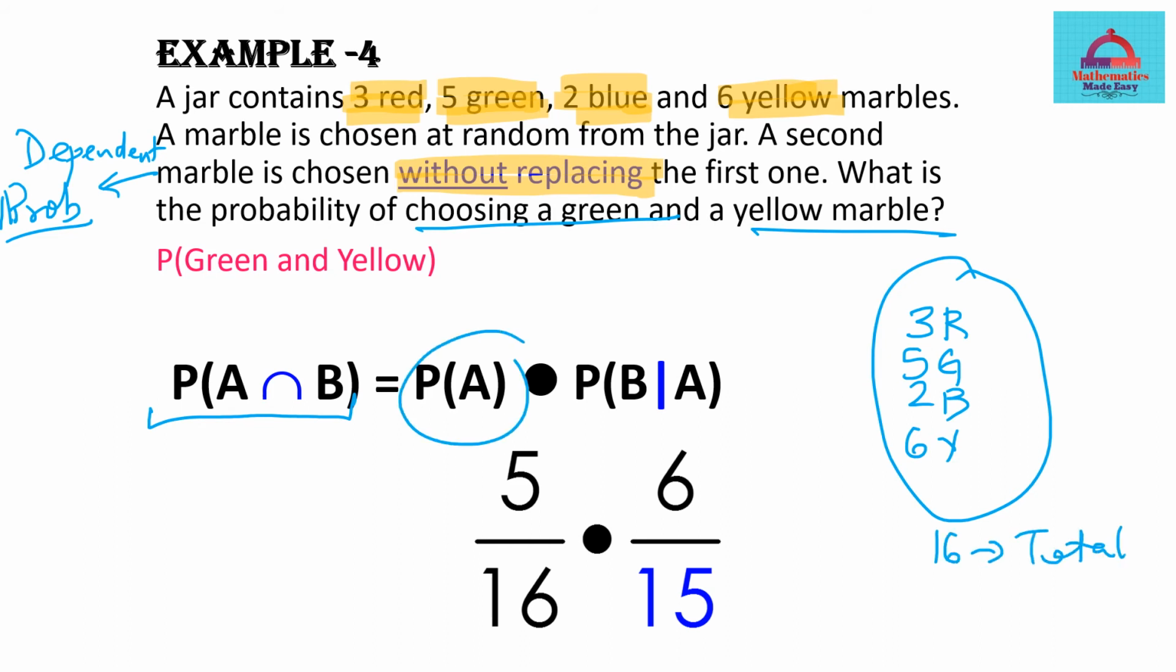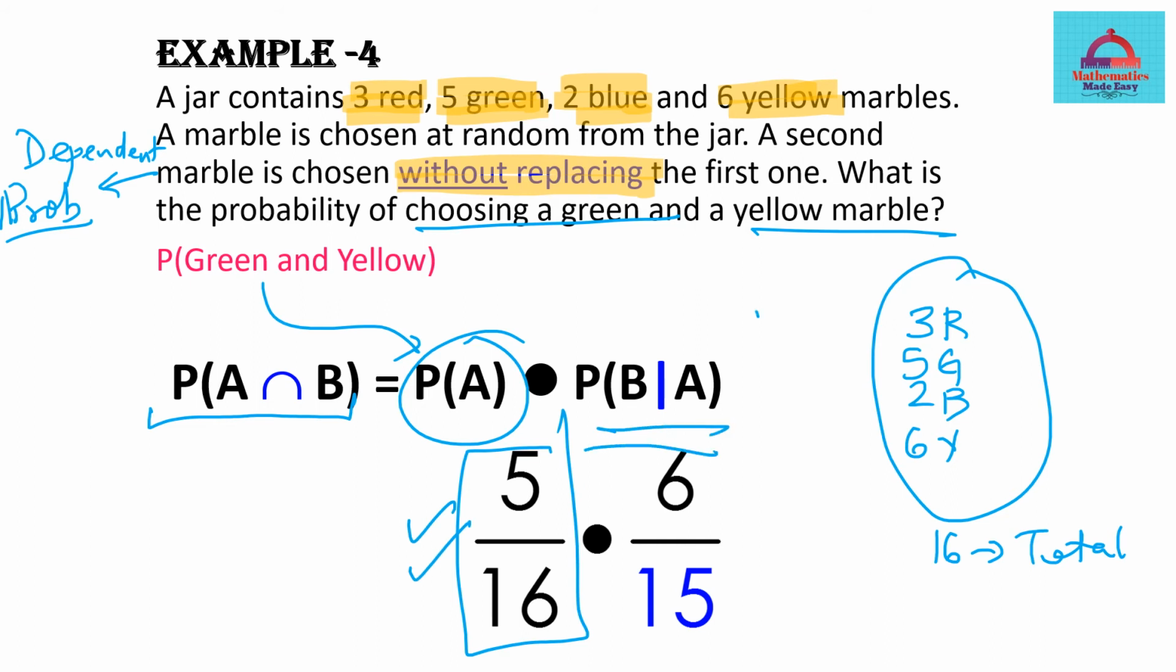So in the first draw, when we are having green, there are 5 green, so 5 divided by 16 would be the probability, nice and easy. For the second one, once we have the conditional probability, we have to see that one green has been taken out already. We are not replacing it back. So definitely the sample space will get affected. The outcomes will definitely get affected.